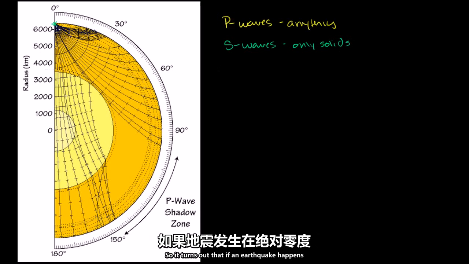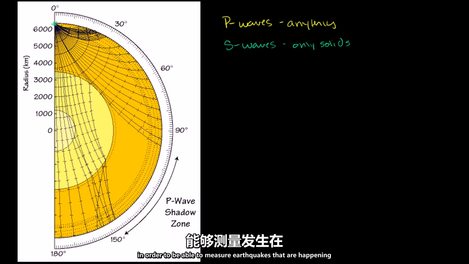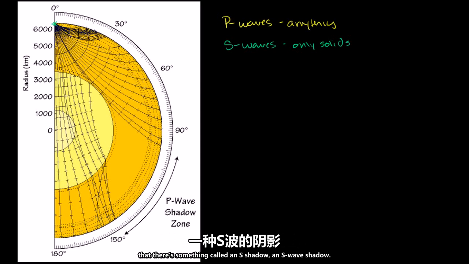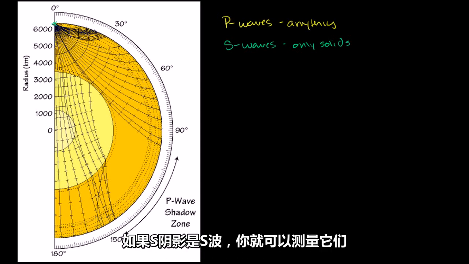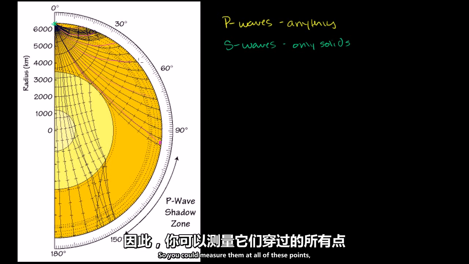So it turns out that if an earthquake happens at 0 degrees and you have seismograph stations all over the world, and these are extremely sensitive in order to be able to measure earthquakes that are happening thousands of kilometers away, there's something called an S wave shadow. If these are S waves, you can measure them here, here, all the way over here, over there. So you can measure them at all of these points.